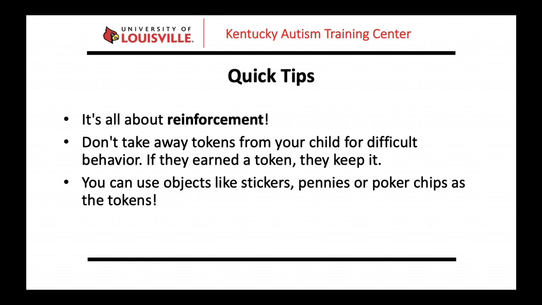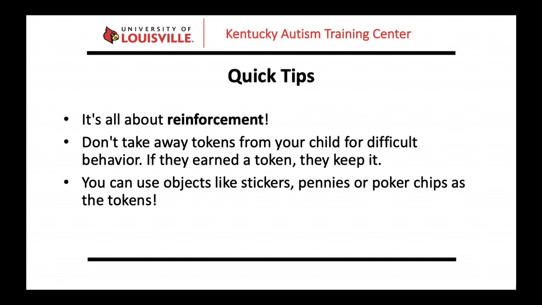Finally, as we look through a few examples, you'll see how simple token charts can be. It's really important to remember that they don't have to be fancy. They just have to work for you and your loved one. You can use objects like stickers or pennies or poker chips as tokens. You can even have paper and pen and simply draw squares and use check marks to indicate that an individual has earned a token. The key is it has to be reinforcing for the loved one.